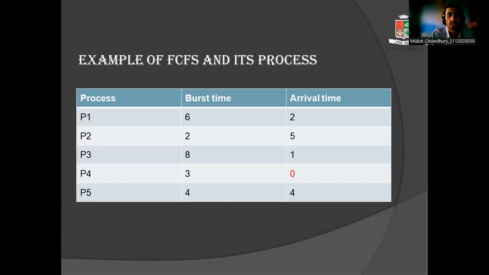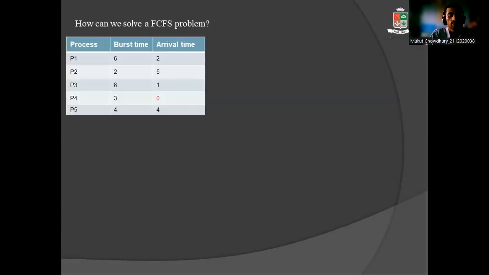Example of FCFS and its process. Here is an example of FCFS. There are five processes with their burst times and arrival times. Now we can see how to solve this problem. We have five processes, and they are given their arrival times. We'll take the processes by their arrival time. So at first, which process will come? P4 will come first because the arrival time of P4 is 0.